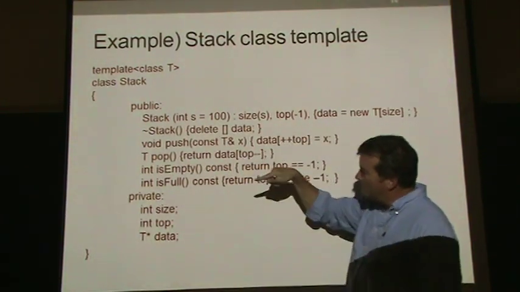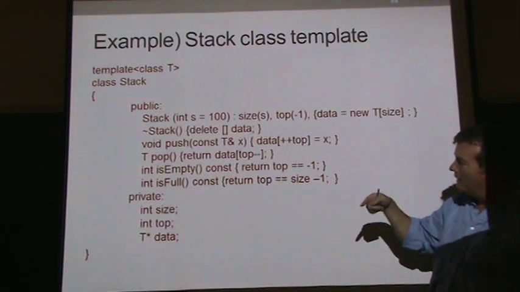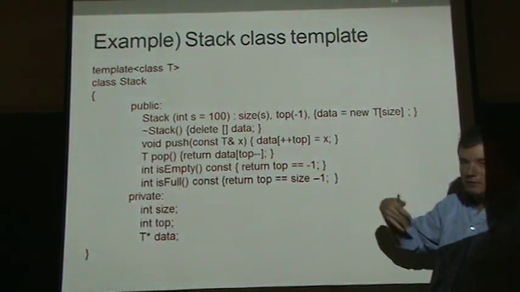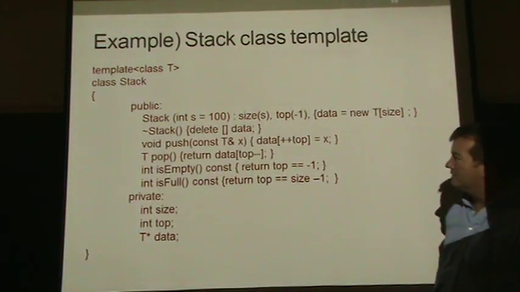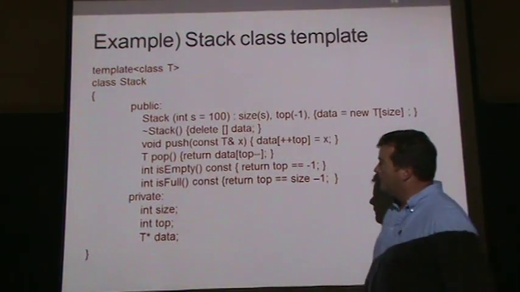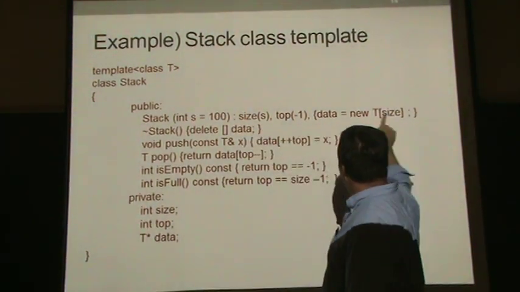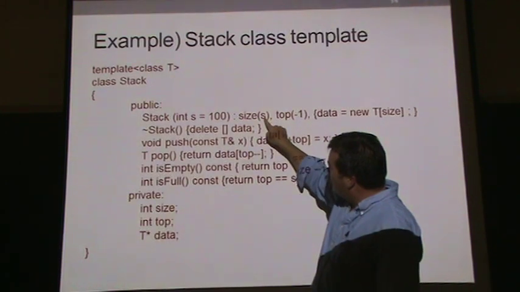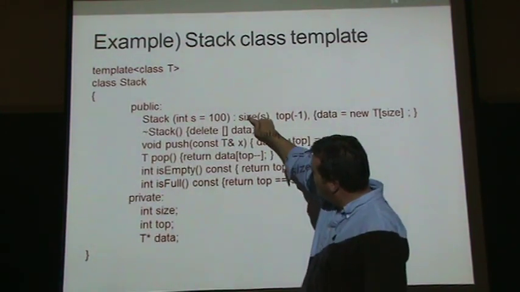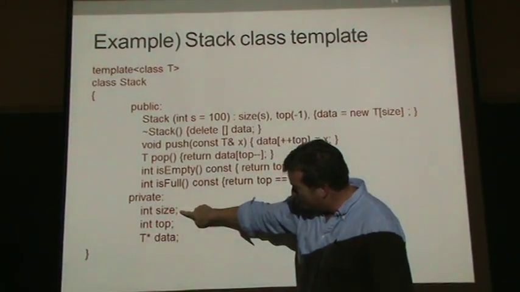There's a parameter S. If you don't supply it, we're gonna make it 100. But you can say how big the stack is. But if you don't tell us, we'll do 100. This is the initialization list from here to here. Whatever you're giving me as S, I'm gonna copy that over to size, which is the size of the stack.